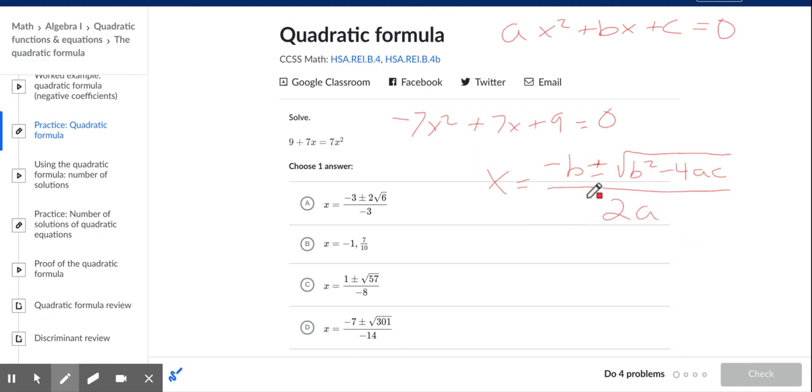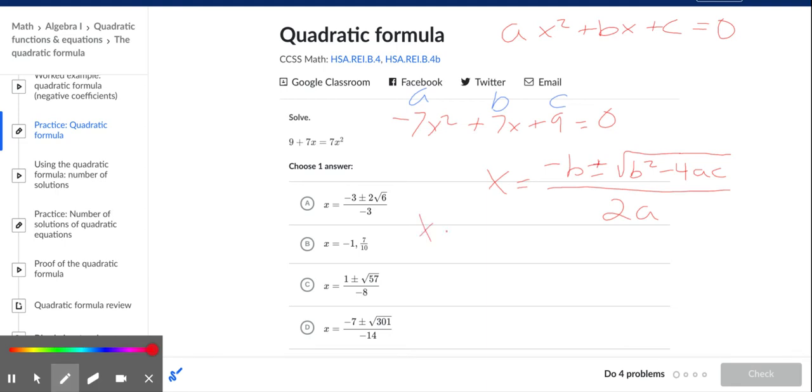Okay, so let's see how we actually use this thing. So this A, B, and C corresponds to this A, B, and C. So I can take negative 7 as A, 7 as B, and 9 as C. So that's how I'm going to plug it in here. If it helps, you can write A, B, C to help you remember. And we're going to plug them into our formula.